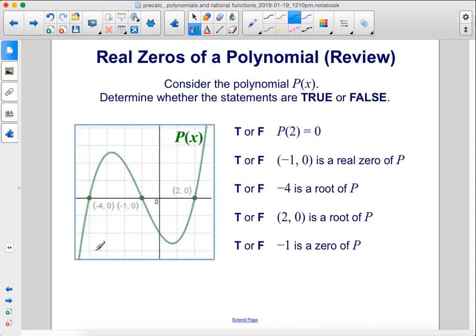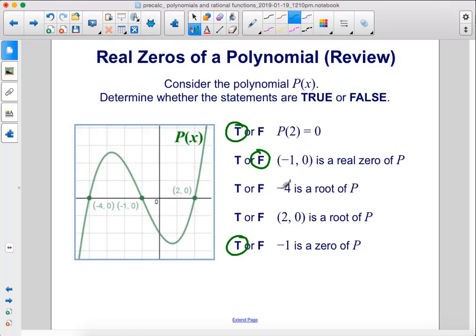Consider the polynomial p of x. Determine whether the statements are true or false. p of 2 equals 0. When x equals 2, y does equal 0, so this is true. (-1, 0) is a real zero of p. Well, (-1, 0) is an x-intercept. Negative 1 is a zero of p. So this is false. However, this one's true. Negative 1 is a zero, but this point is an x-intercept. It would not be called a real zero.